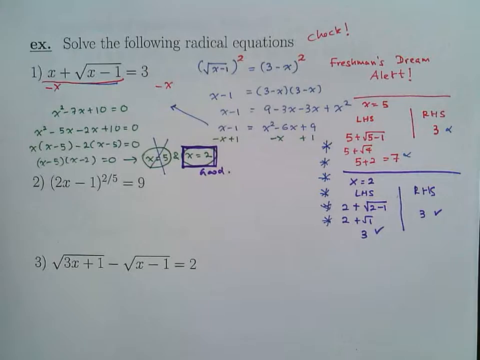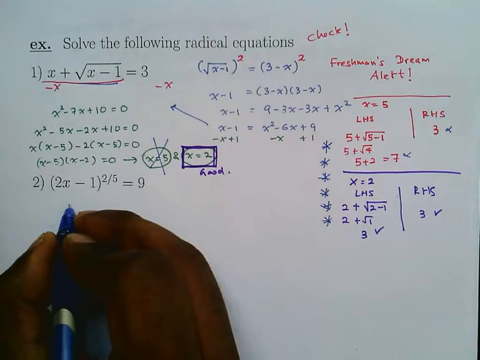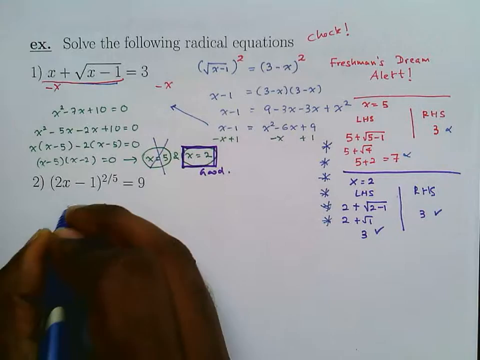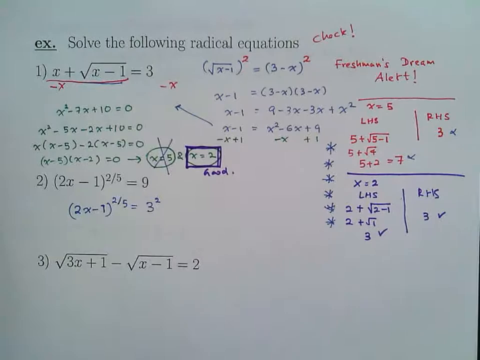Okay, let's see about the next one. It's a different type of equation. There's no square root. It's like you have a fifth root, but let me just write down the power. So (2x minus 1) to the power 2/5 is equal to 3 to the power 2. Why 3 to the power 2? You will see in the next step.